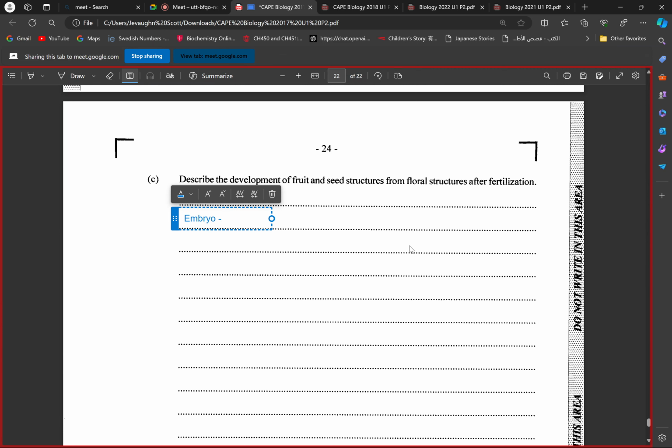And the embryo would be connected to a suspensory column, right? And then that would be connected to a basal cell, which will anchor it to the wall of the ovule, right? So we have that there, right? After that, we're going to have continued cellular division, right?